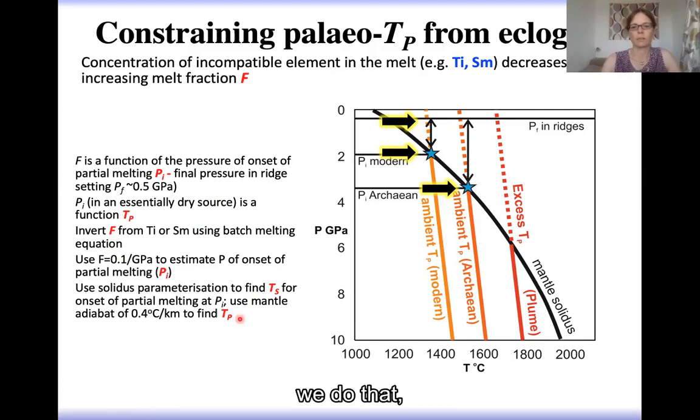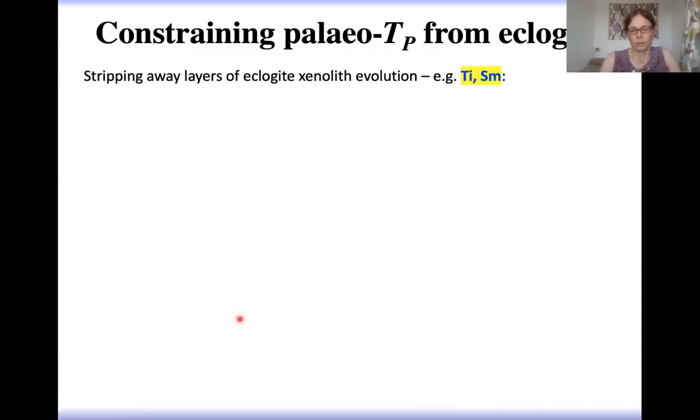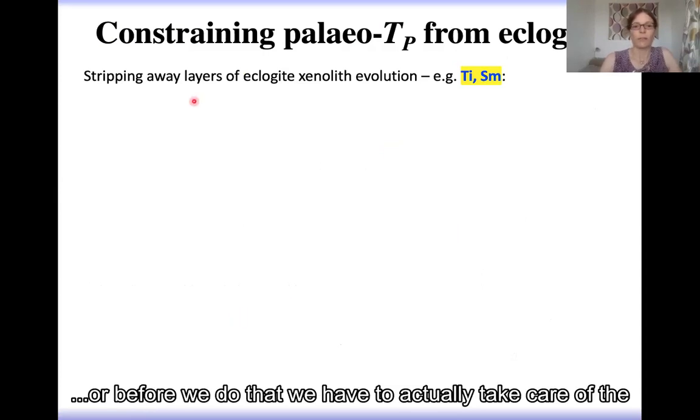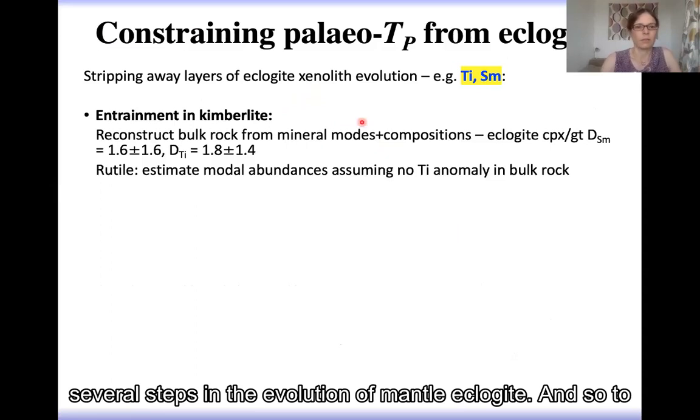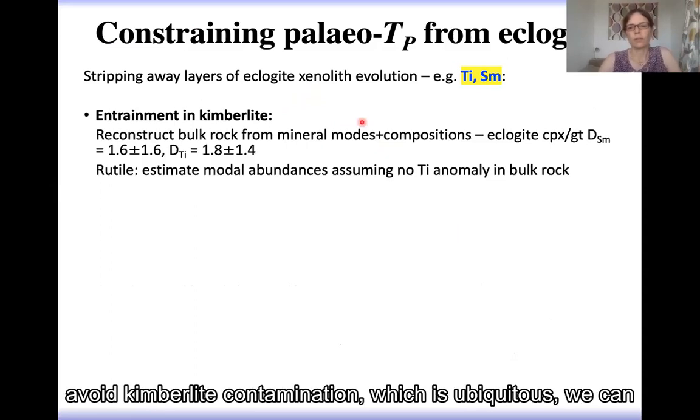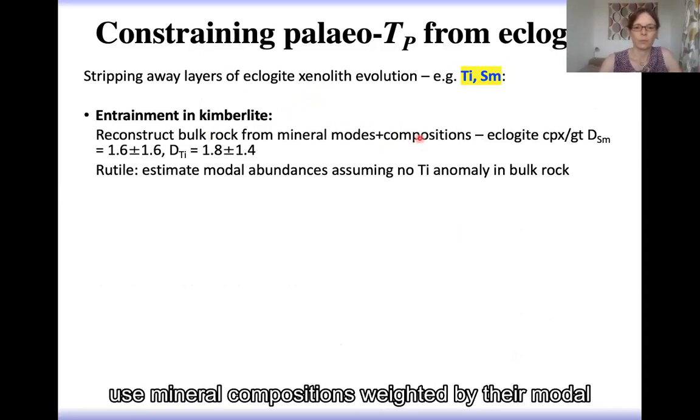Before we do that, we have to actually take care of the several steps in the evolution of mantle eclogite. And so to avoid kimberlite contamination, which is ubiquitous, we can use mineral compositions weighted by their modal abundances.